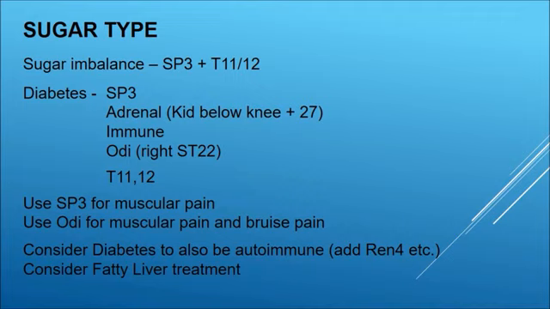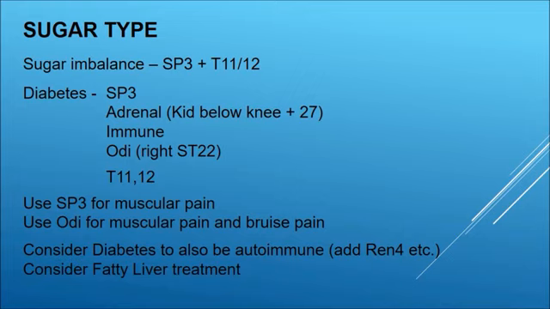Spleen 3 is our main point for sugar types. On the back, T11 and T12 are used, possibly more than one needle, and Ocumoxa is applied. For diabetics of any kind, the treatment is spleen 3 with the addition of the adrenal treatment, that is kidney 6 and kidney 27, and the immune point and the OD point.